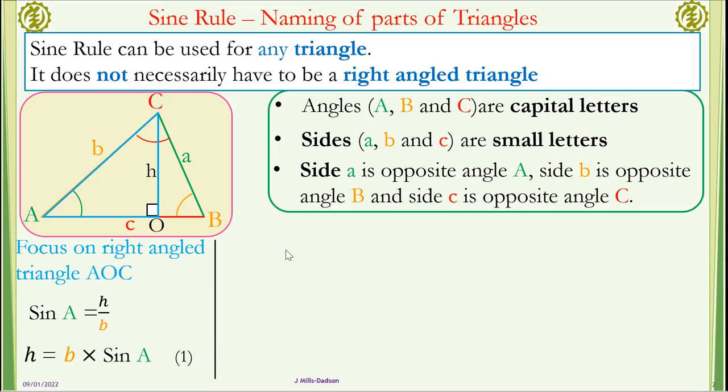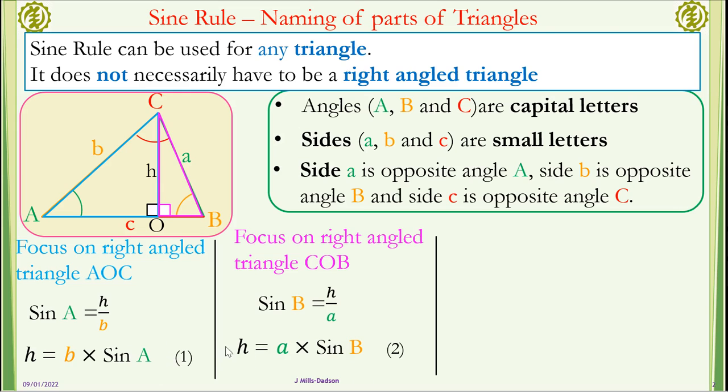Then let's focus on right angle triangle COB. And let's work out what will be sine B. Sine B is the opposite, which is the height, over the hypotenuse, which is A. Make H the subject by multiplying through by A. If you multiply through by A, it cancels out this A, and A multiplies sine B.